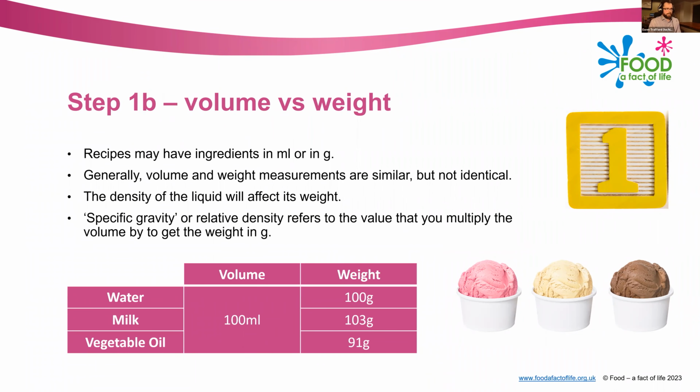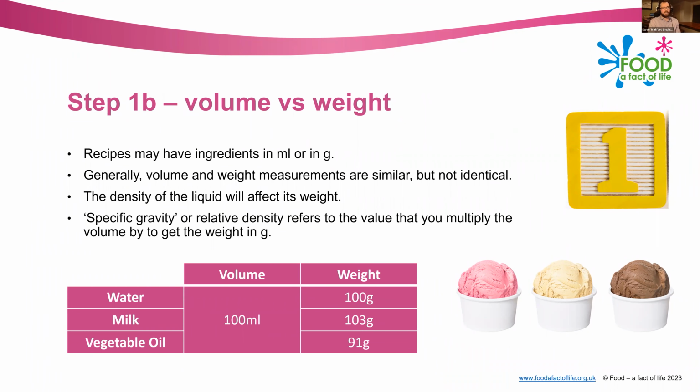So 100 ml of each of these: 100 grams for water, so 1-to-1. Milk, because of its protein content predominantly and also sugars, is slightly higher, 103 grams. This can vary based on whether it's skimmed, semi-skimmed, etc. Vegetable oil is less dense, and therefore 100 ml of vegetable oil is 91 grams. So it can be worth doing the conversions for these. Generally speaking, most liquids will be quite similar, but you can find specific gravity or relative density for certain liquids, and these are a useful guide for key ones, milk and vegetable oil.